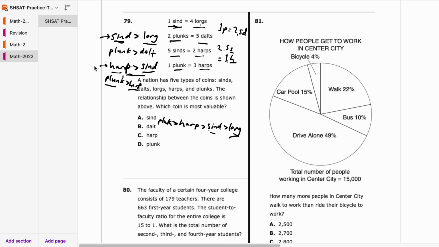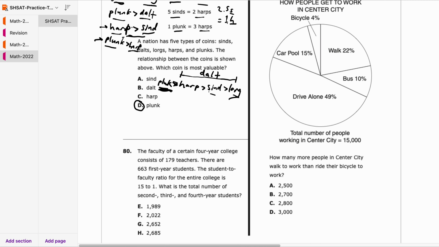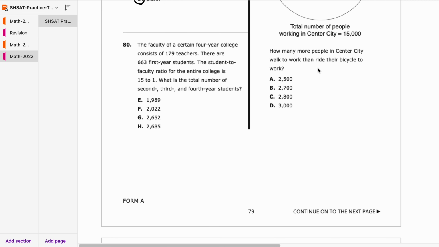And finally, we have plunk is greater than dolt. So we know plunk is greater than dolt, so dolt is going to be somewhere here, right? So it's not the most valuable. And so we see here that plunk is the most valuable because it's greater than everything else, so it'll be D. Okay, so now we're on to 80.